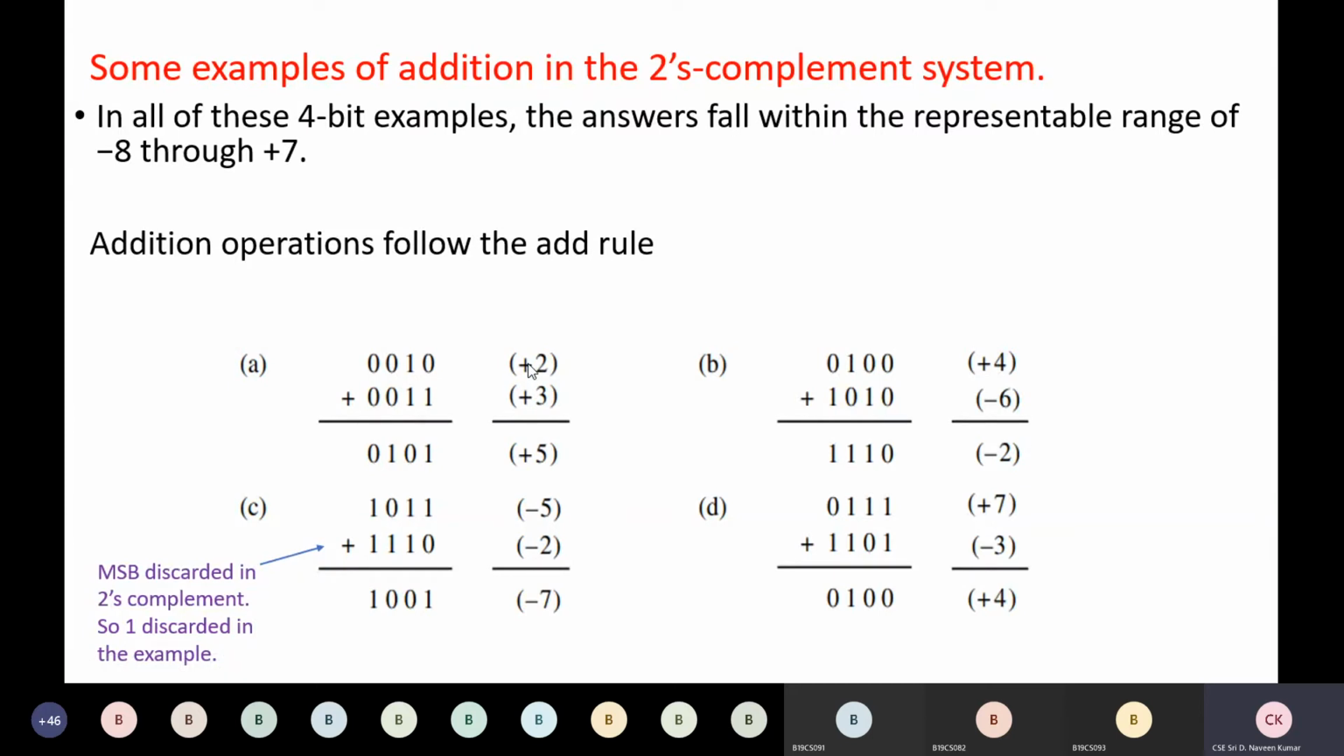Is my voice audible? Is the slide visible? Examples of addition in 2's complement. Yes, sir. Okay.